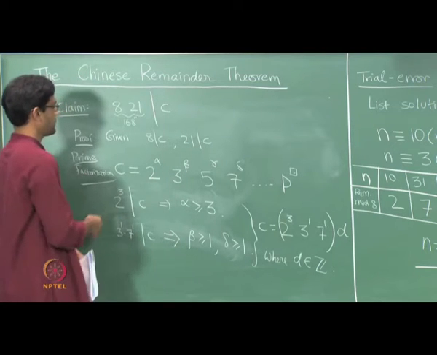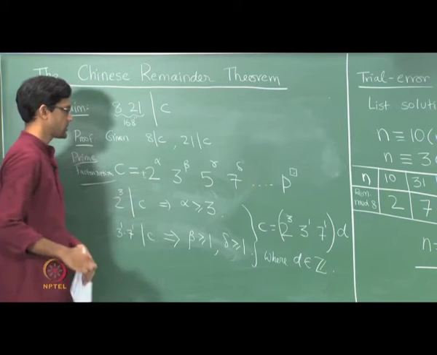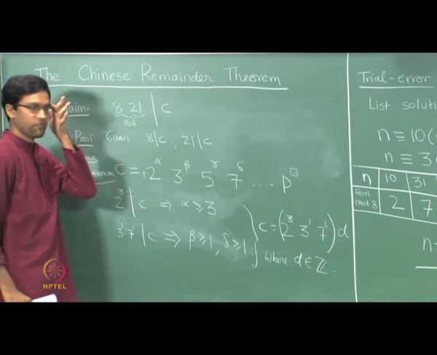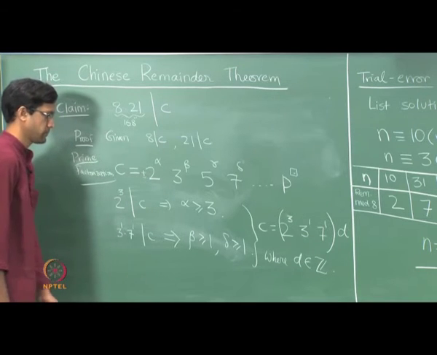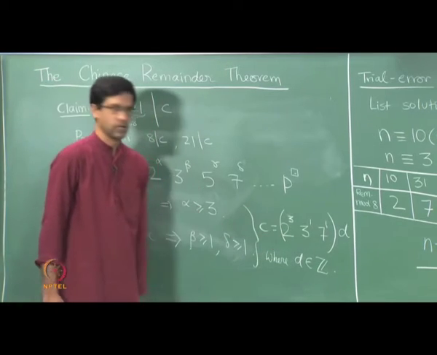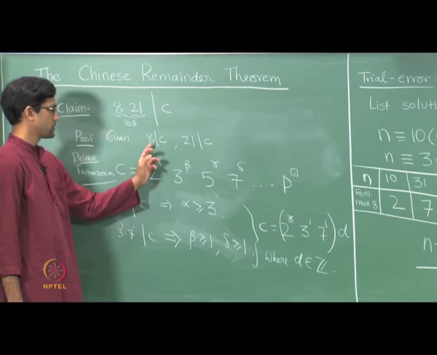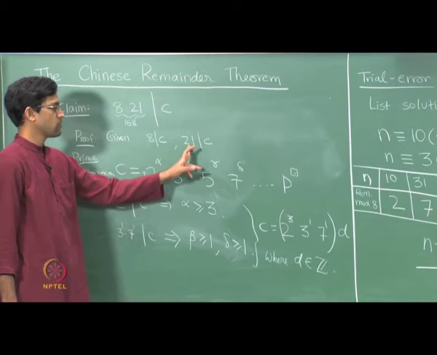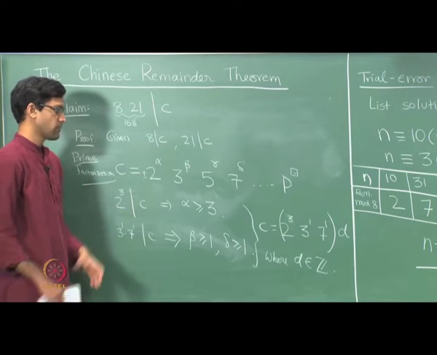Observe I didn't quite assume that C is a positive integer, so it could be a negative number, but that doesn't affect any of the arguments here. If C is negative, I'll think of D as being negative. So the point here is that this is 2 cubed, whereas that involves 3 and 7. So there's a special property of these numbers that we have used.